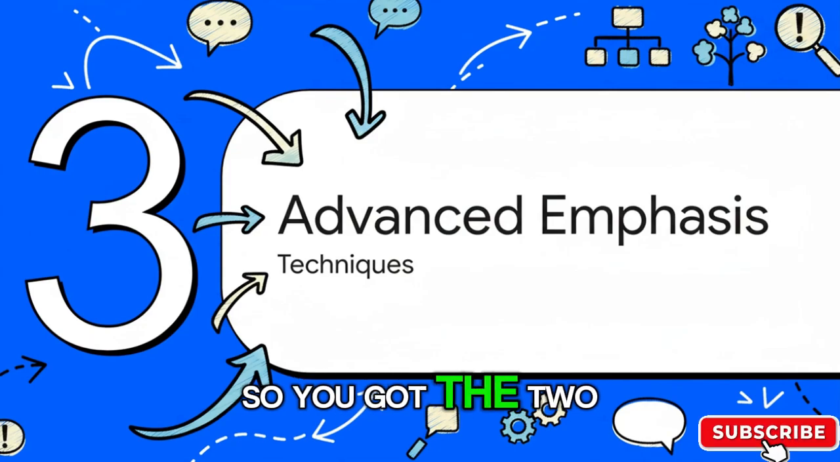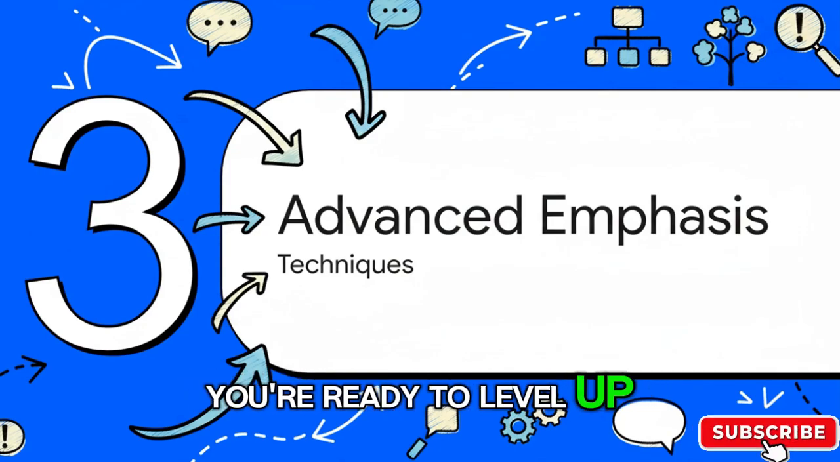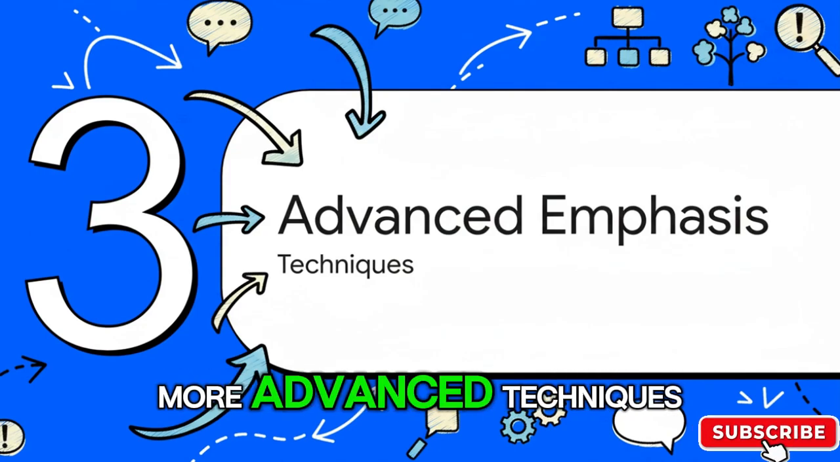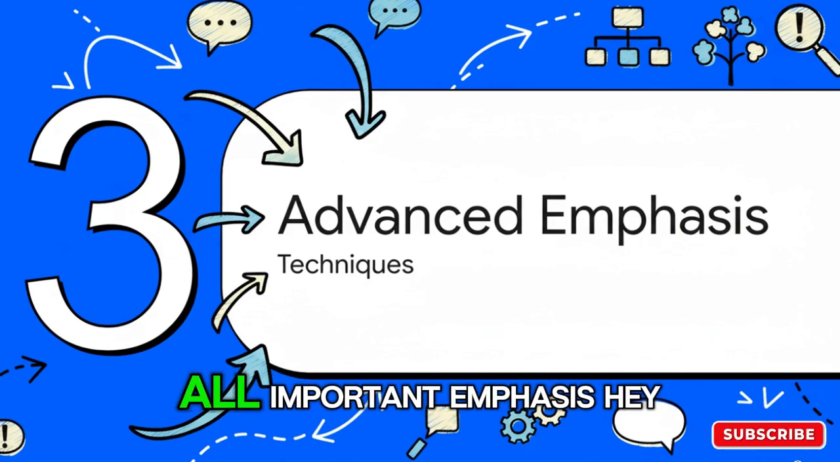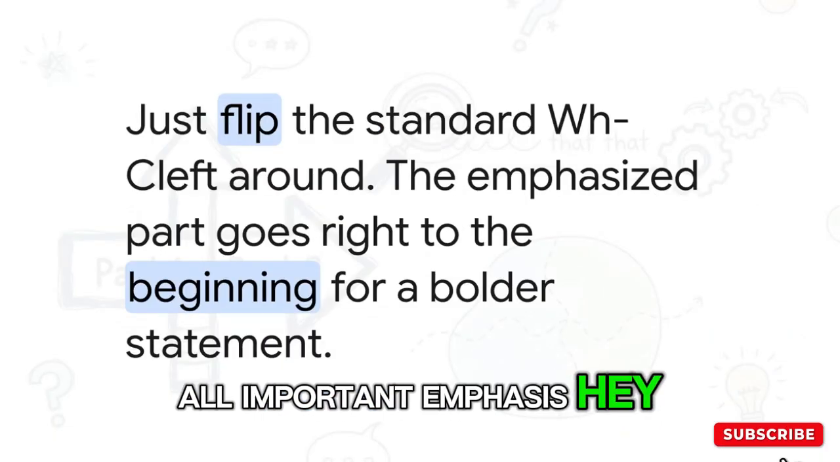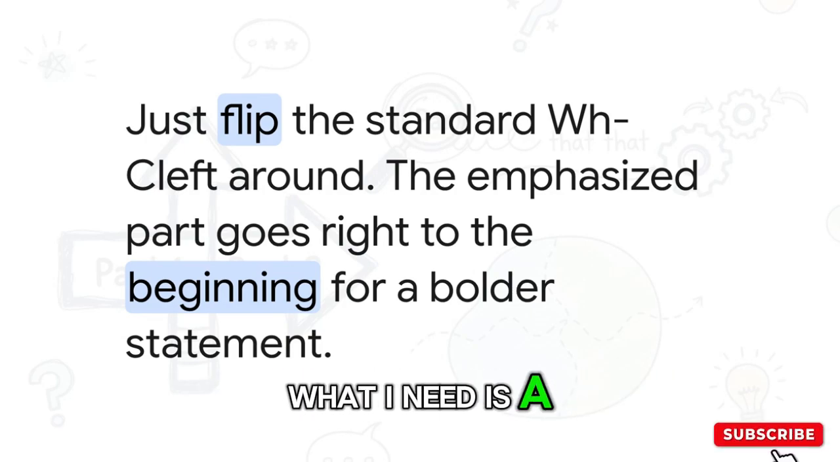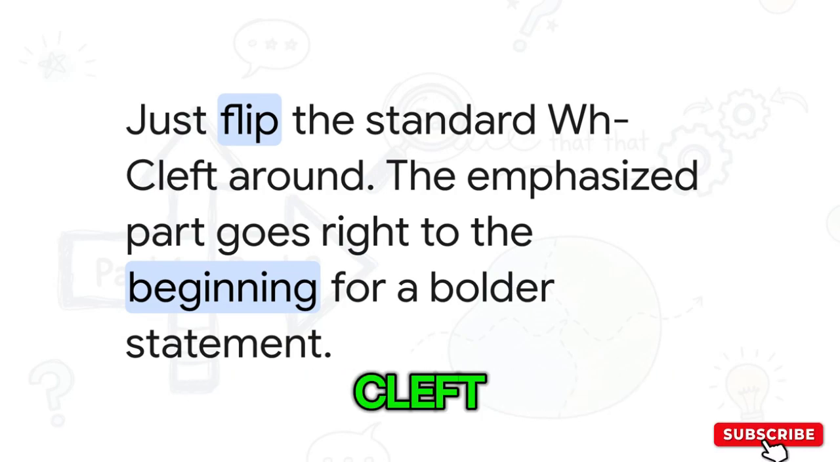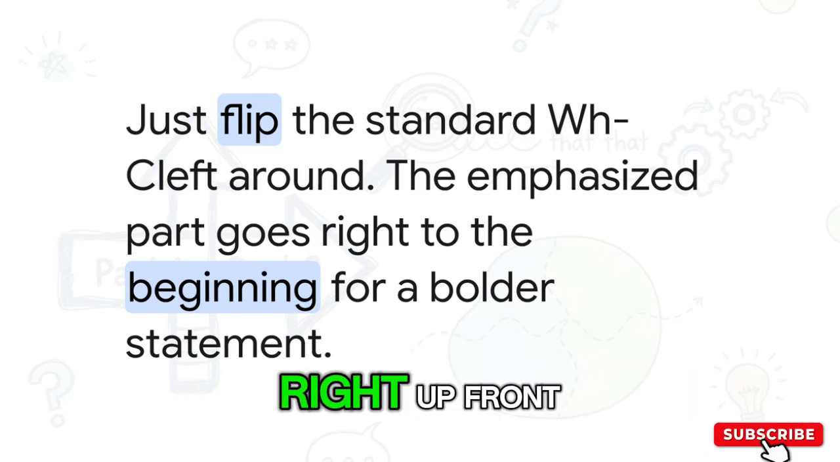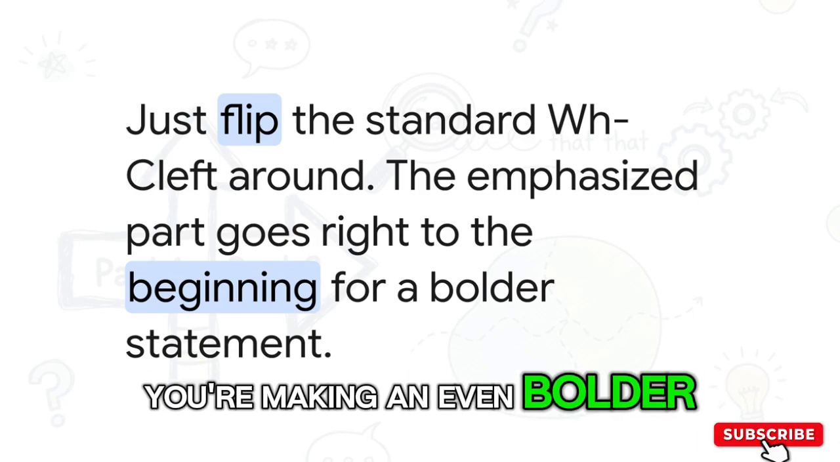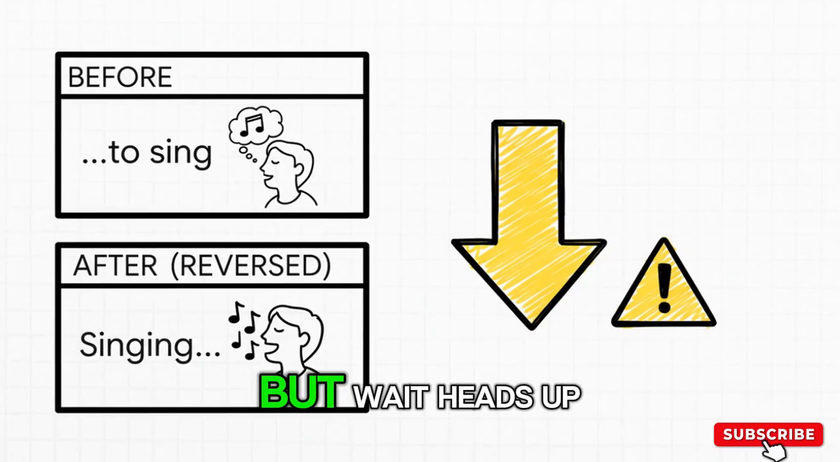Okay, so you've got the two core tools down. You're ready to level up. Now we're going to move into some more advanced techniques that will give you even more nuance and variety in how you create that all-important emphasis. Hey, remember our last example, what I need is a vacation? Well, for a reversed wh-cleft, you literally just flip it around. A vacation is what I need. See, by putting the emphasized part right up front at the very beginning, you're making an even bolder statement from the get-go.